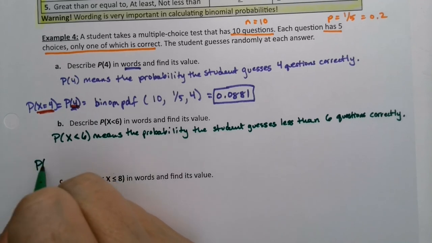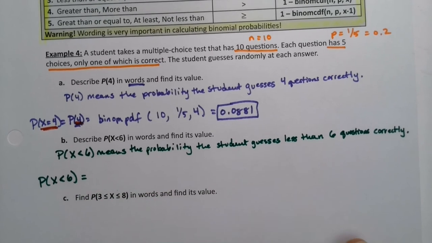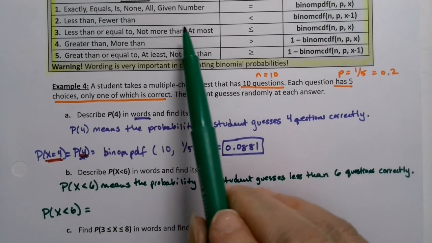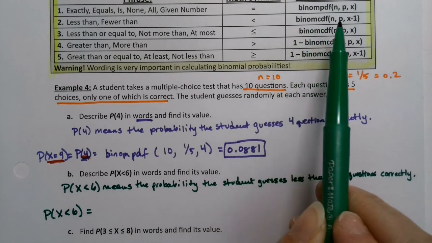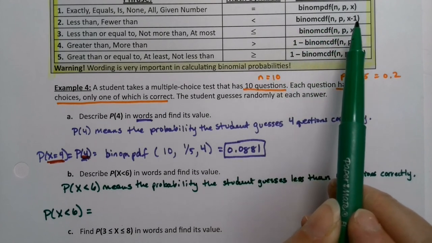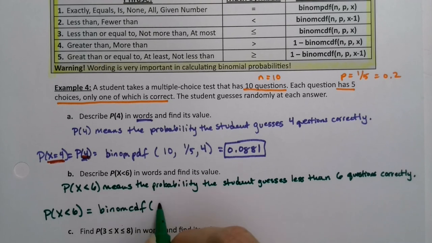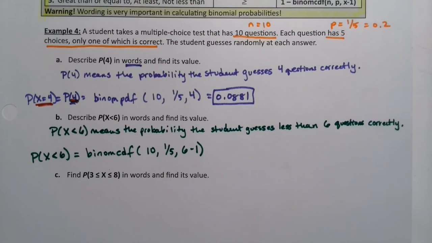Okay, so for probability x less than 6, you follow the table. If you're going to use the calculator or StatCrunch, well, StatCrunch is a little bit easier, so I'll show you that in a minute. But less than is right there in the second line. So you see where it says n, p, x minus 1. The x that was given to us is 6. So you're going to use binomcdf, 10, 1/5, and you're going to use 6 take away 1. Now, if you like, you can write 5, or you can write 6 take away 1. The calculator will handle it either way.